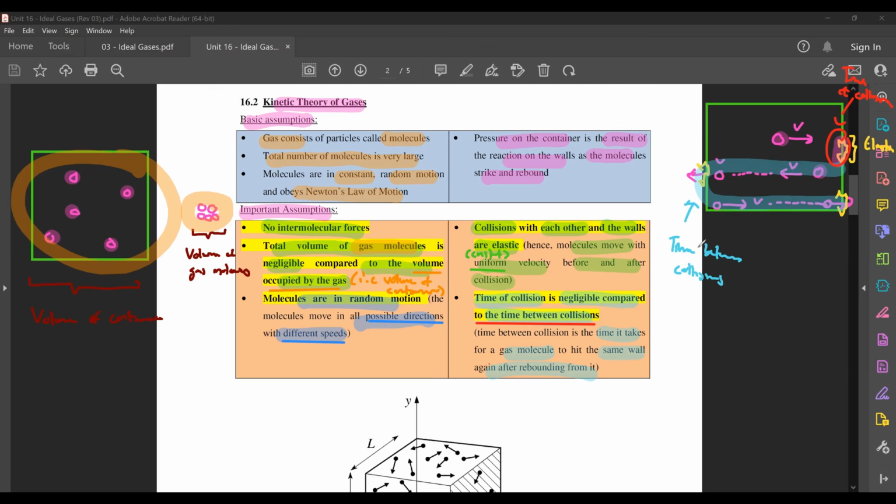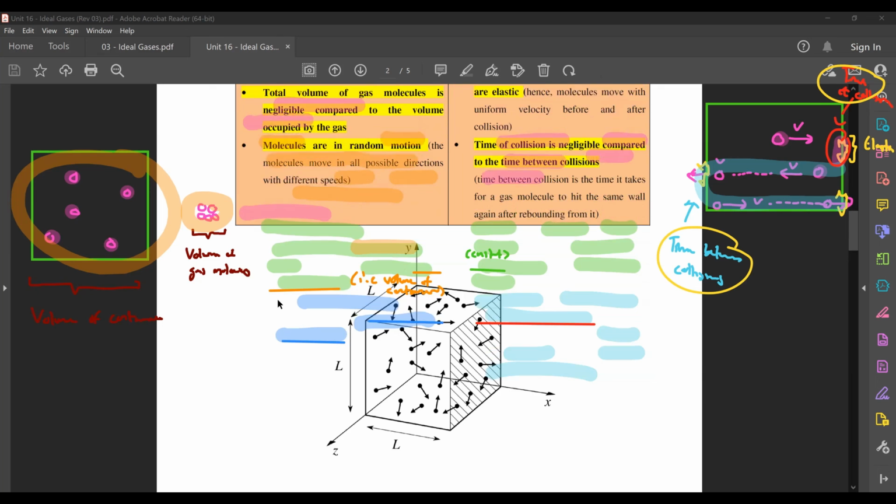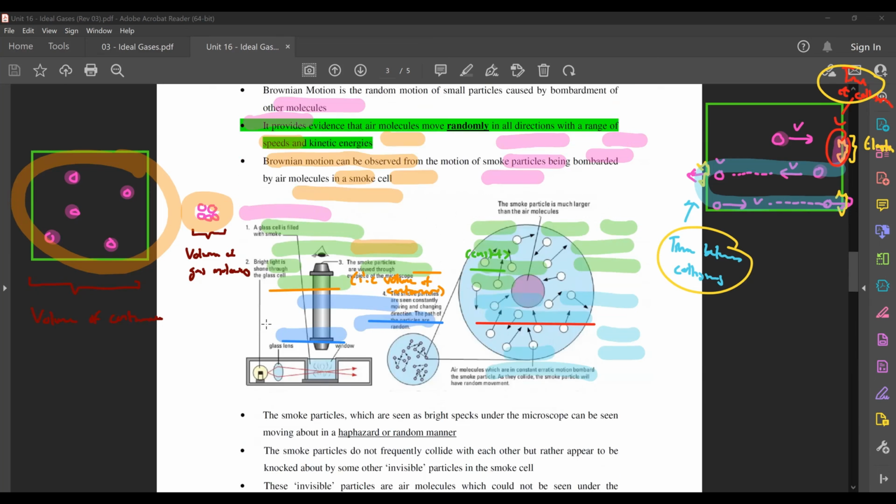So when you compare time between collisions with time of collision, the time of collision is actually negligible compared to time between collisions. This is another assumption. Now, why do you need to assume this is so that you can derive another equation for ideal gas later. That one will actually be covered under page 4.